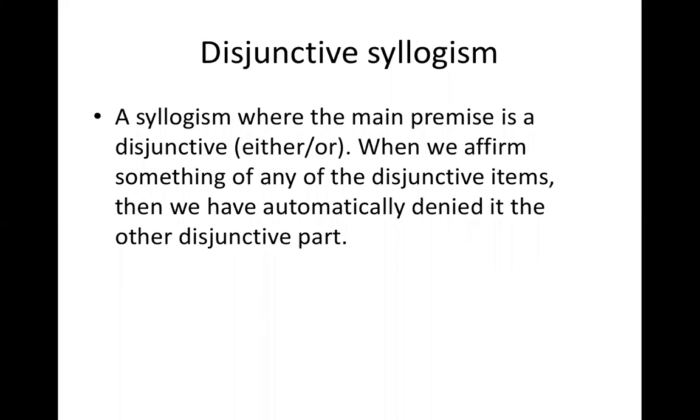So that's that about hypothetical syllogism. Now let's look at disjunctive syllogism, which is the last kind of deductive argument. This is a syllogism where the main premise is a disjunctive, either or. When we affirm something of any of the disjunctive items, then we have automatically denied it the other disjunctive part. So if a statement is either or, if you take one, then you have rejected the other one. Any one of the disjuncts you take implies the rejection of the other one.